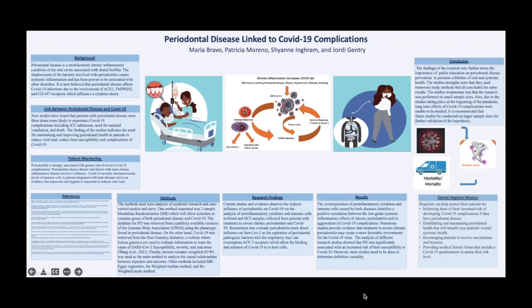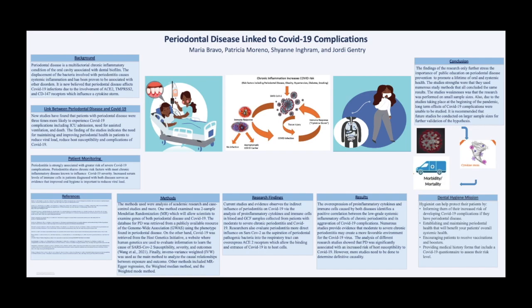Hello, everyone. Today we're going to be talking about periodontal disease linked to COVID-19 complications. The background of periodontal disease: it is a multifactorial chronic inflammatory condition of the oral cavity associated with dental biofilm. The displacement of the bacteria involved with periodontitis causes systemic inflammation and has been proven to be associated with other disorders. It is now believed that periodontal disease affects COVID-19 infections due to the involvement of ACE2, TMPRSS2, and CD147 receptors, which influence the cytokine storm.